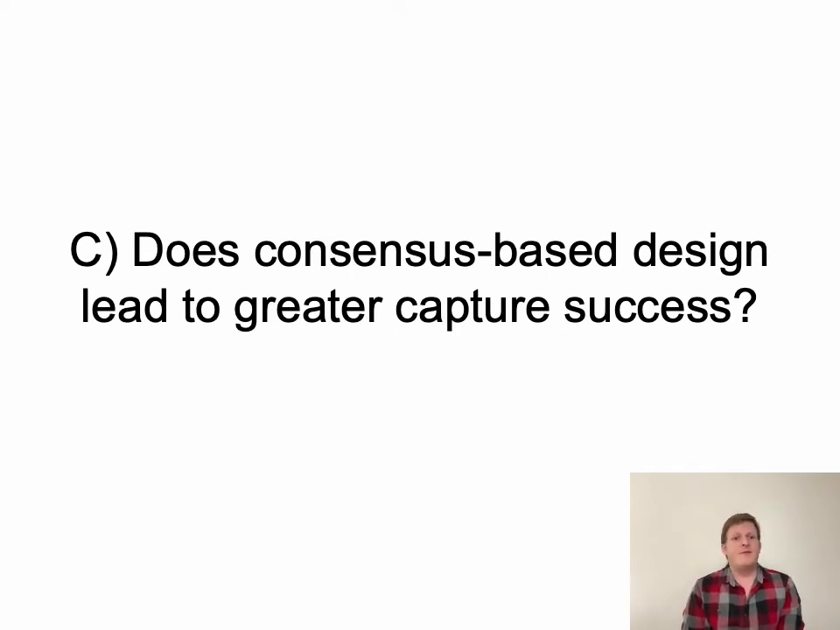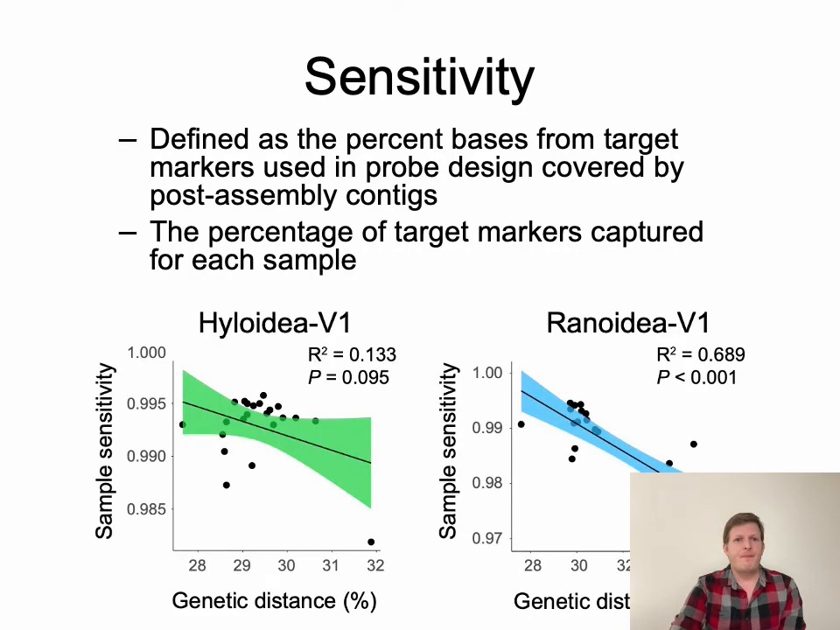And our final question, does the consensus-based design lead to greater capture success? To assess capture success, we first measured sensitivity, which is defined as the percent of bases from target markers covered by post-assembly contigs. In other words, it is the percentage of target markers captured for each sample. Next, we calculated the genetic distance for each sample as the mean across all samples.